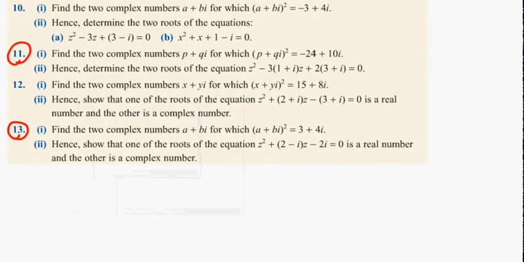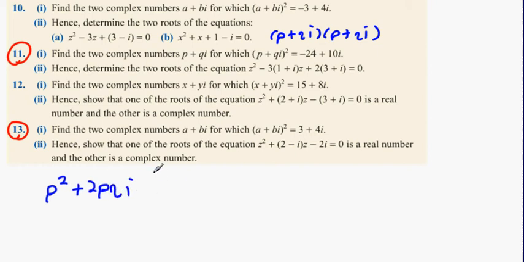Okay. So find two complex numbers p plus qi for which (p plus qi) squared equals minus 24 plus 10i. This is very much like the last question. What we're going to do is square out p plus qi into p plus qi, and you'll see it's the same system. You're going to end up with p squared plus 2pqi, and then q squared i squared, which sums up to minus q squared, and that equals minus 24 plus 10i.